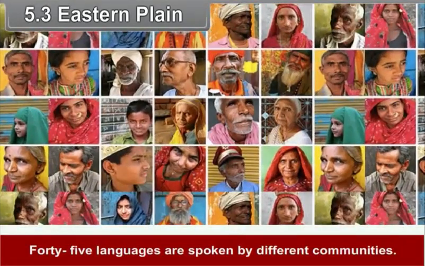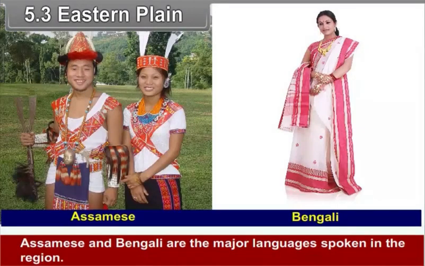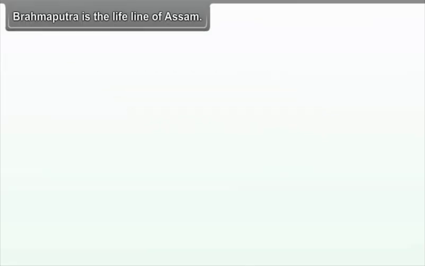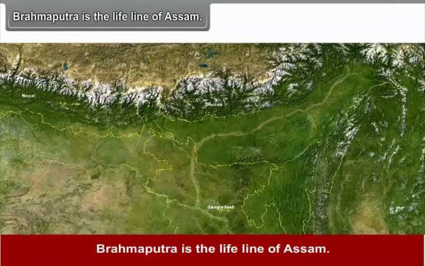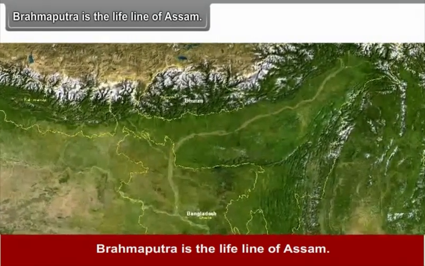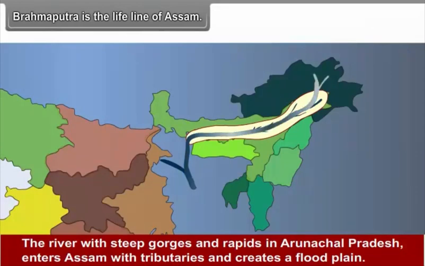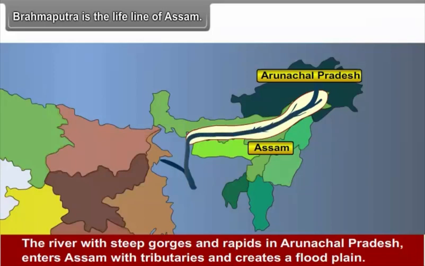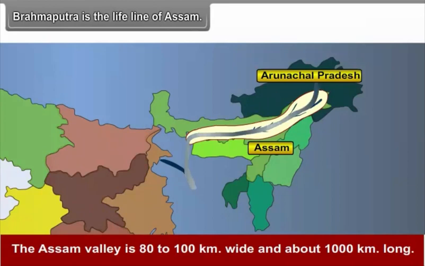45 languages are spoken by different communities. Assamese and Bengali are the major languages spoken in the region. Brahmaputra is the lifeline of Assam. The river, with steep gorges and rapids in Arunachal Pradesh, enters Assam with tributaries and creates a floodplain. The Assam Valley is 80 to 100 kilometers wide and about 1000 kilometers long.